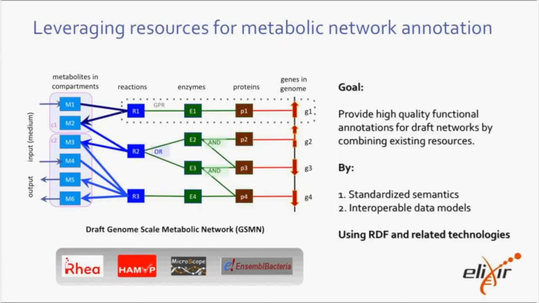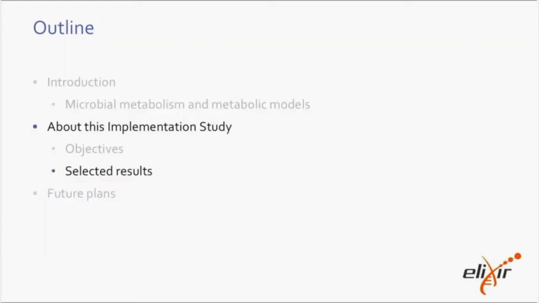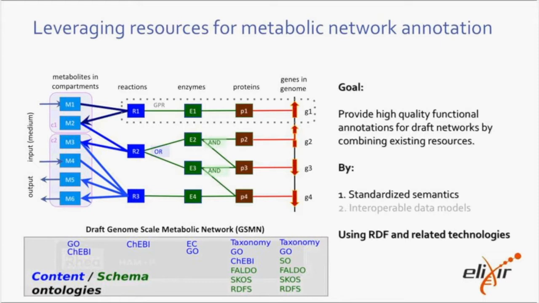Okay. So again, our goal here is really to make these resources interoperable, standardize their semantics and their data models, create RDF data models for these resources, and then show how we can support the generation of metabolic networks using them as a whole. Okay. So just a couple of results, things we actually did in this study. So we looked at the biological entities in these metabolic network models, and we mapped the concepts in them to a variety of content and schema ontologies. Okay. So then we're using the same descriptors for the same kind of objects in our various resources.